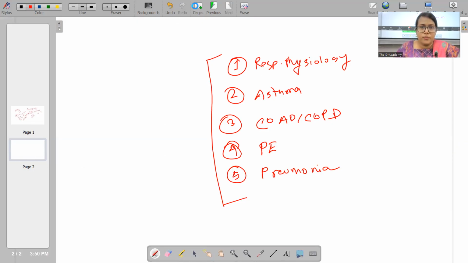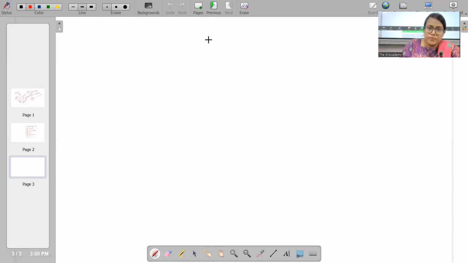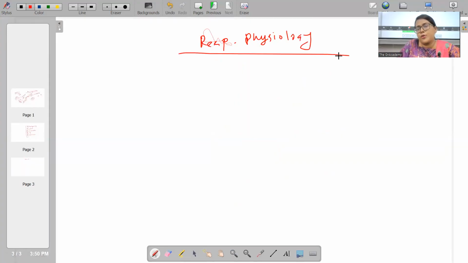So number one is respiratory physiology. Basic respiratory physiology is quite vast. It's a good thing you don't have to go through all of the respiratory physiology for answering questions from the respiratory system for the Part 1 examination. So what are the important topics for respiratory physiology?